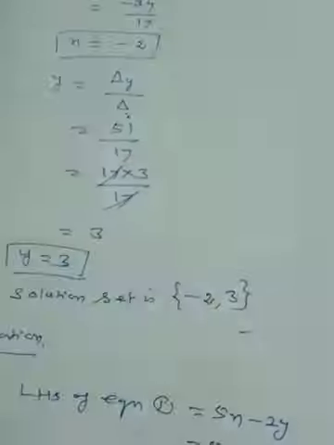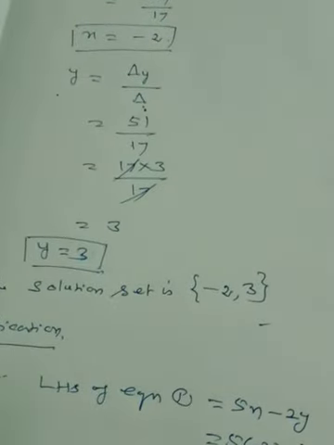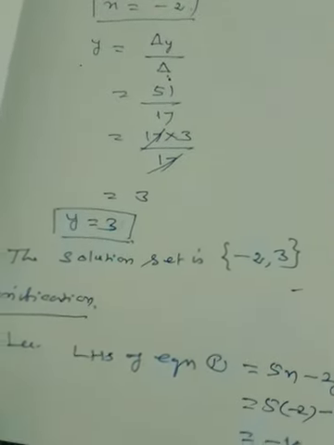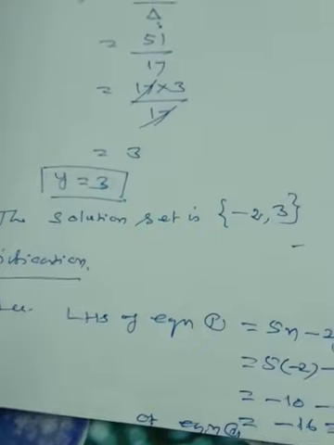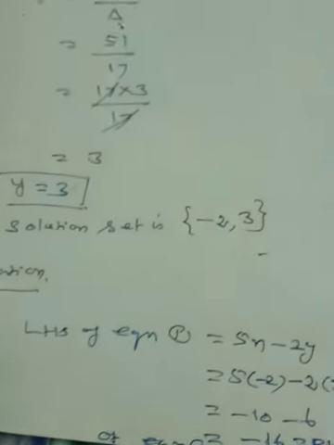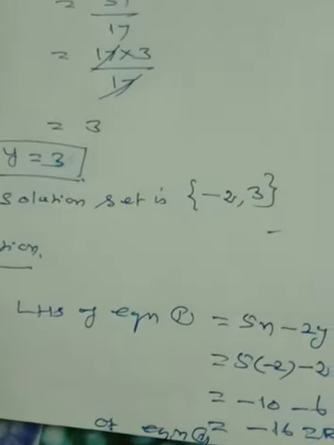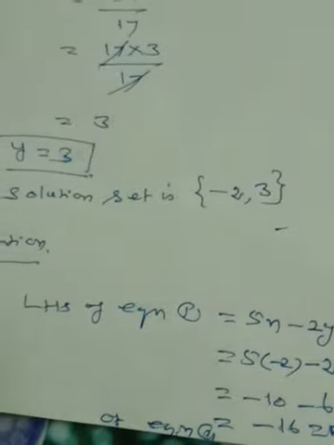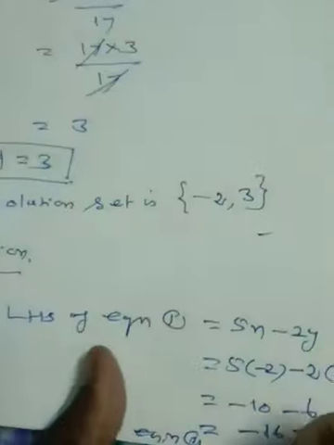Okay. Now, the two methods are over: the matrix inversion method and Cramer's rule. Now, the other problems, try at home.